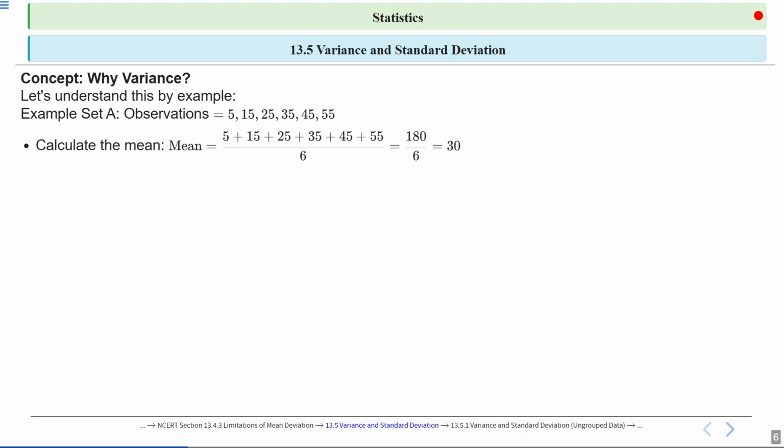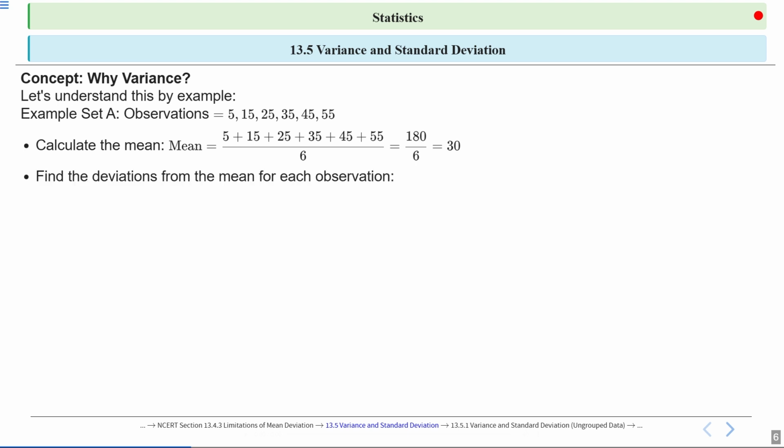First, let's calculate the mean, or average, of set A. We add up all the numbers: 5 plus 15 plus 25 plus 35 plus 45 plus 55, which equals 180. Then we divide by the number of observations, which is 6. So mean equals 180 divided by 6, which equals 30. The mean is the central value around which we will measure the spread.